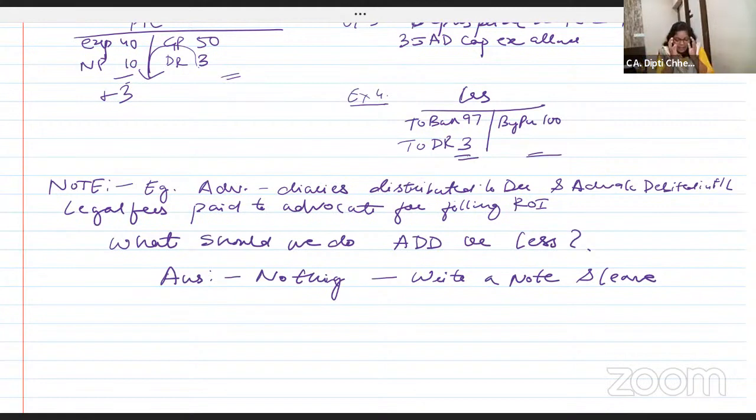All clear until now? So if they give you certain expenditure like advertisement के लिए ये किया, legal fees pay किया, and you feel like, ma'am, ये तो allowed है, business expense है, and they have properly debited in the P&L account, what you should do, add or less? Nothing. So just write a note and leave it.